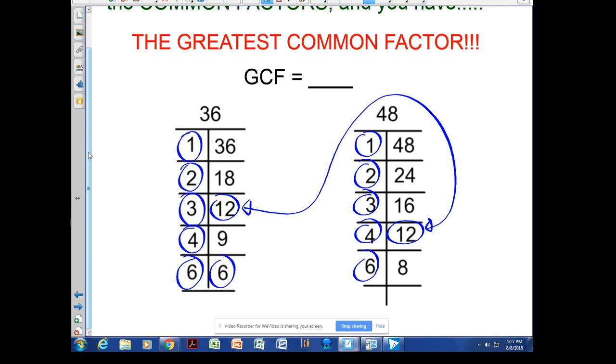Therefore, the greatest common factor, also known as the GCF, will be equal to 12. And that's the story of the greatest common factor.